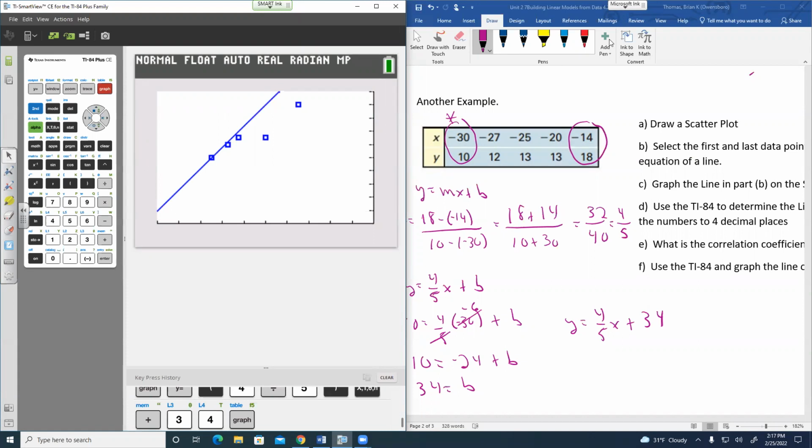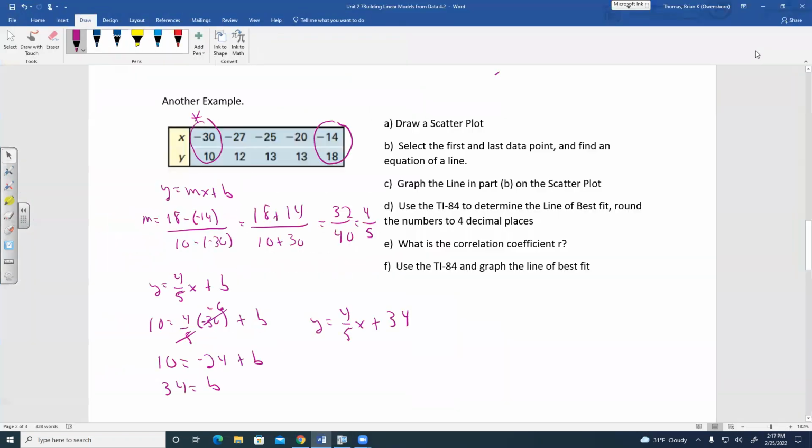Okay, so we did our scatter plot. We found our equation of our line. That's going to be y equals 4/5 x plus 34. We graphed the line on the scatter plot, and it didn't look bad.